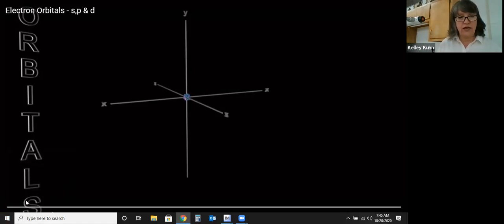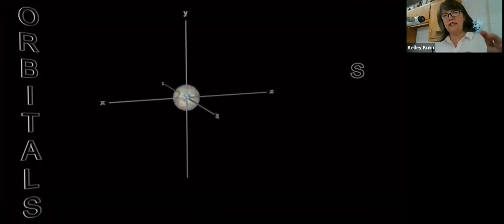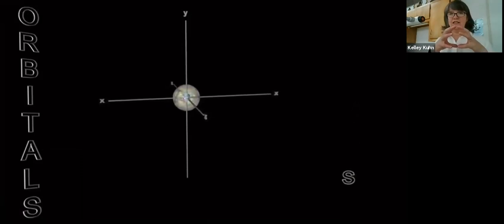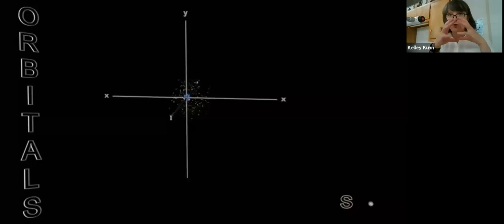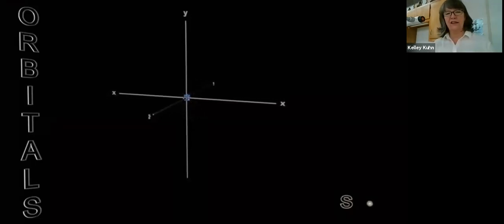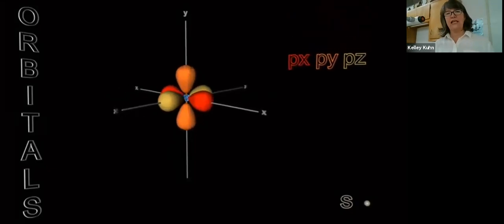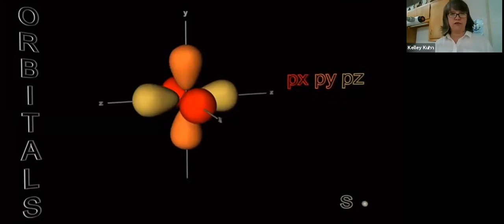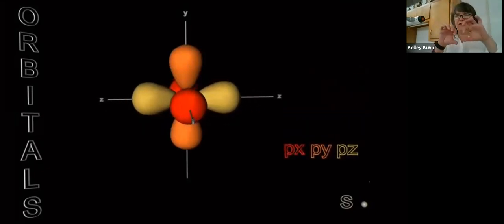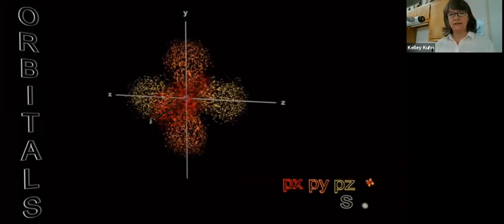So let's go ahead and start this. Excuse the music. So the first orbital is in the center where those three axes intersect, and it's spherical. There's one s orbital. The next orbitals are the p orbitals, and you can see they're by their color. There's three different ones, and they actually kind of have these lobes. I had a student once describe them as peanuts.